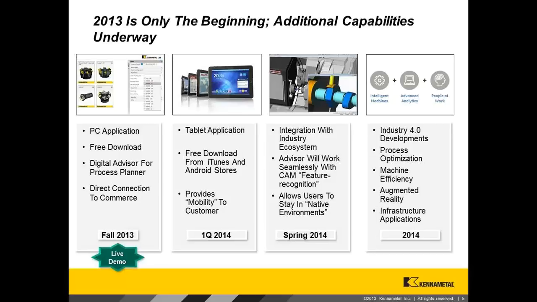And then really what we're building up to is what they call Industry 4.0. It's process optimization, machine efficiency, augmented reality. And this is all enabled by having seamless, easy delivery of cutting tool data and parameters, because the digital factory, the digital machine shop, needs up-to-date data and models and information on the cutting tools to run optimally.